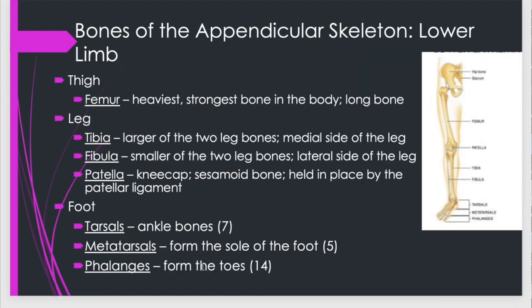And then we have the bones of your lower limb. So we have your thigh, which would be your femur. It is also a long bone, just like we talked about with the bones in your upper limb. And it's actually the heaviest, the strongest bone in your body would be your femur. In your leg, we have the tibia and fibula, as well as the patella. The tibia is the larger of the 2 lower leg bones. It's on the big toe side or the medial side of the leg. And then your fibula is the thinner, smaller lateral bone of your lower leg.